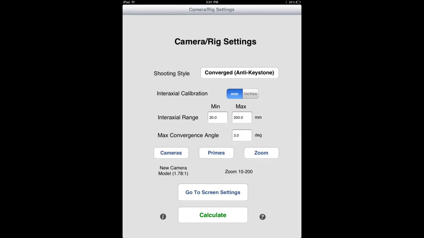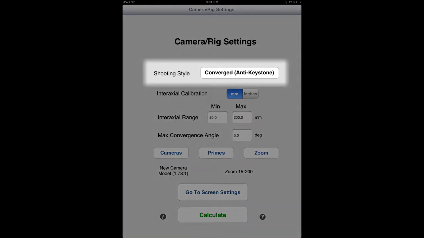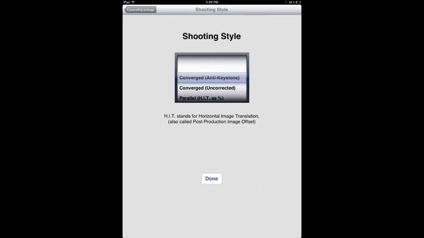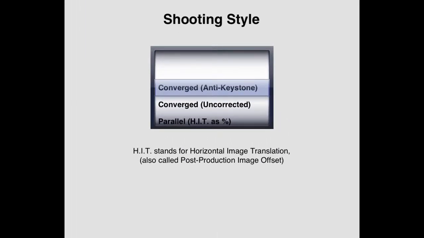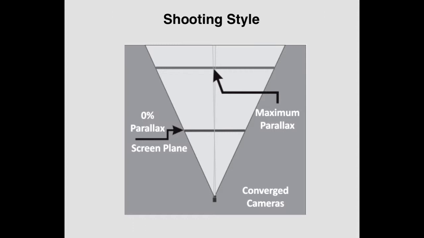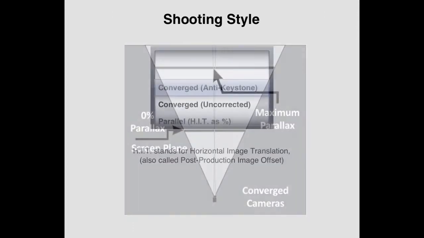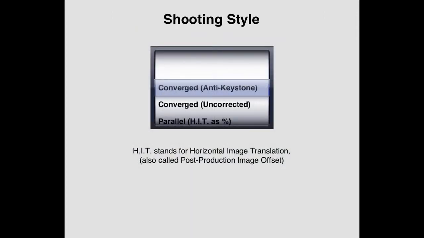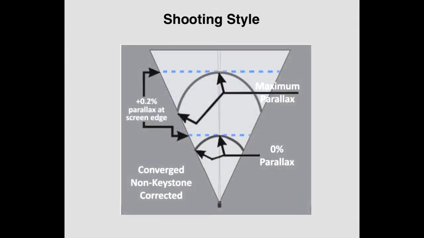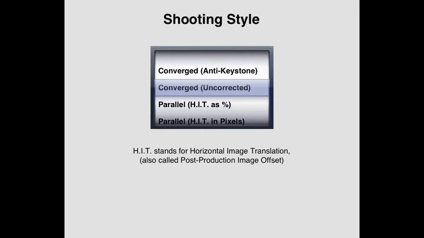As I mentioned before, the calculator supports both converged and parallel shooting styles, plus two subtypes of each. To choose the shooting style that you'll be using, simply tap this control and you'll be taken to a new screen where you can select the style you want. The first style listed is converged anti-keystone. When you have this selected, then the calculator reports angular convergence in degrees, and it assumes you're going to do some anti-keystoning warping in post, or you expect the keystoning effects to be so negligible that you aren't concerned about any potential artifacts. The next style is converged uncorrected, and when you have this style selected, then the calculator will report angular convergence in degrees as before, but it will also show you the additional parallax caused by keystoning to be found at the frame edges.